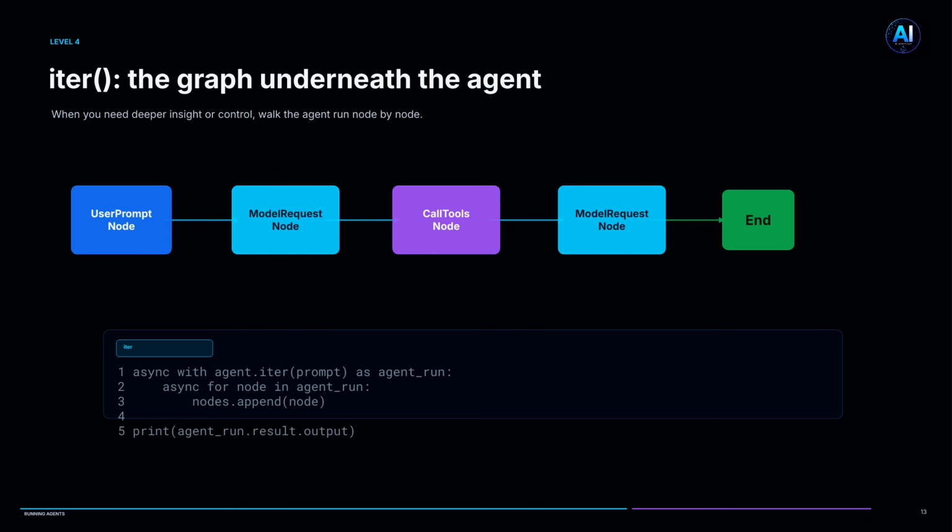Now we reach the deepest level in this lesson, iter. Under the hood, a Pydantic AI agent runs through a graph, and normally agent.run simply traverses that graph for you. But if you need insight or control, iter lets you walk through the run node by node. You might see a user prompt node, then a model request node, then a call tools node, then finally an end node. This is more advanced, but it is powerful because it exposes the structure of the run instead of hiding it behind a single method call.